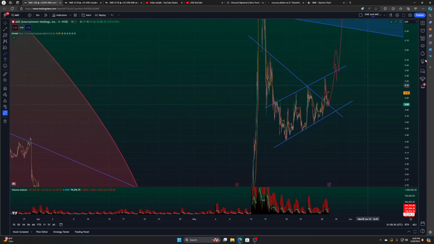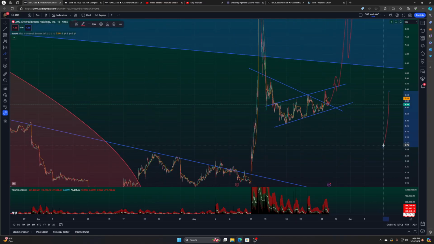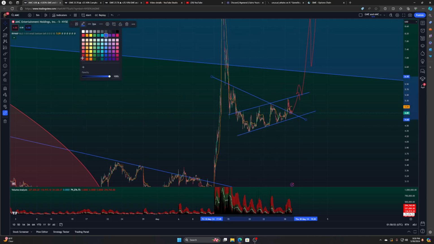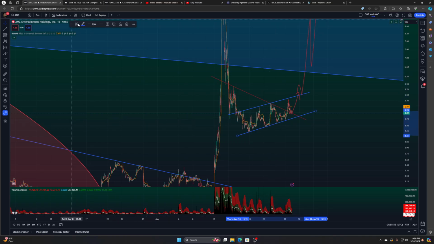AMC, I haven't been giving as much love. I really need to. So this is our daily outlook on AMC. We have two channels kind of going on here. You kind of have this pennant formation here. I can change the color. So we have this pennant formation here.